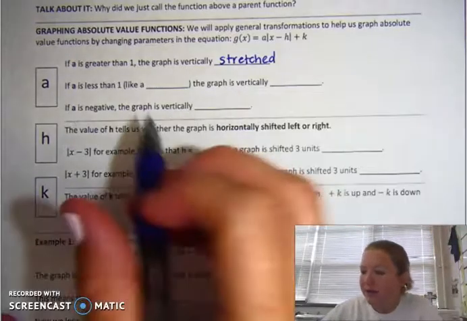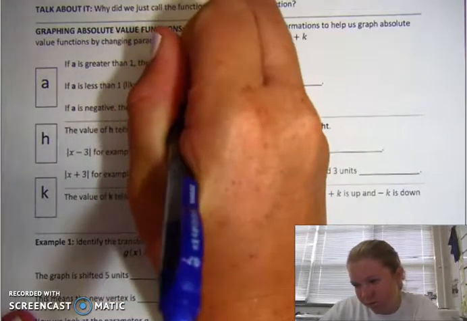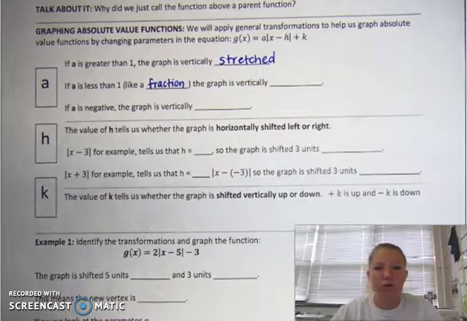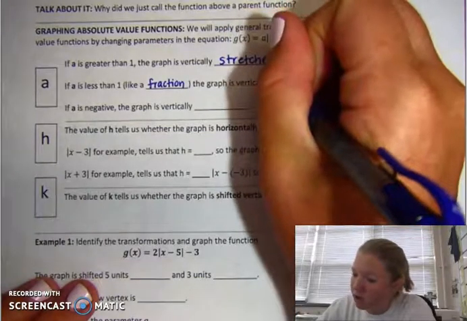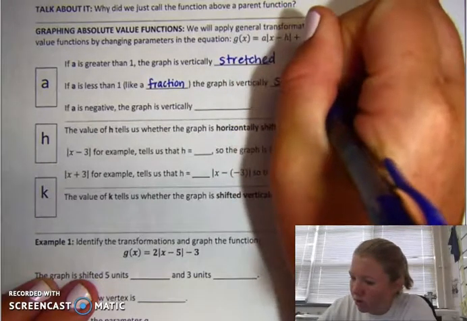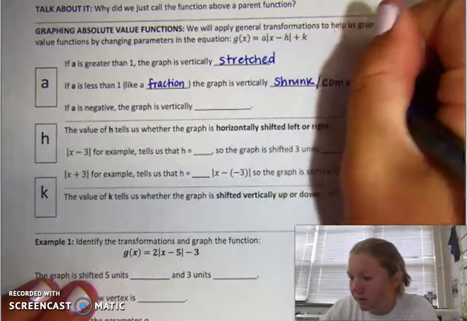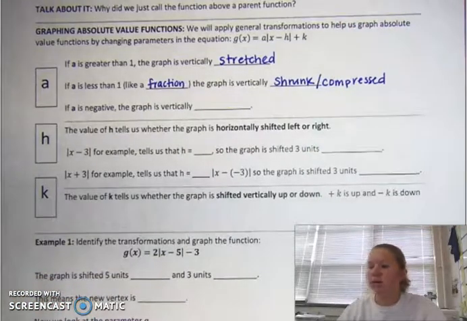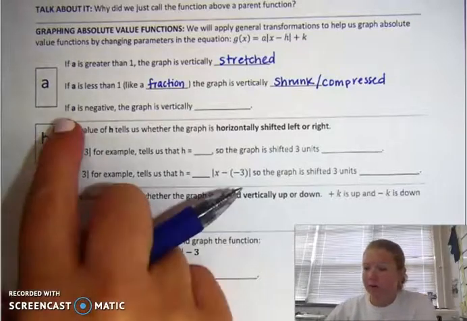If A is less than 1, like a fraction, so somewhere between 0 and 1, like 1/2, 1/3, 1/4, 2/3, the graph is vertically shrunk. We'll also see the word compressed. Those mean the same thing. Okay, so we're only worried about the actual value of A, not if it's positive or negative, up to this point.